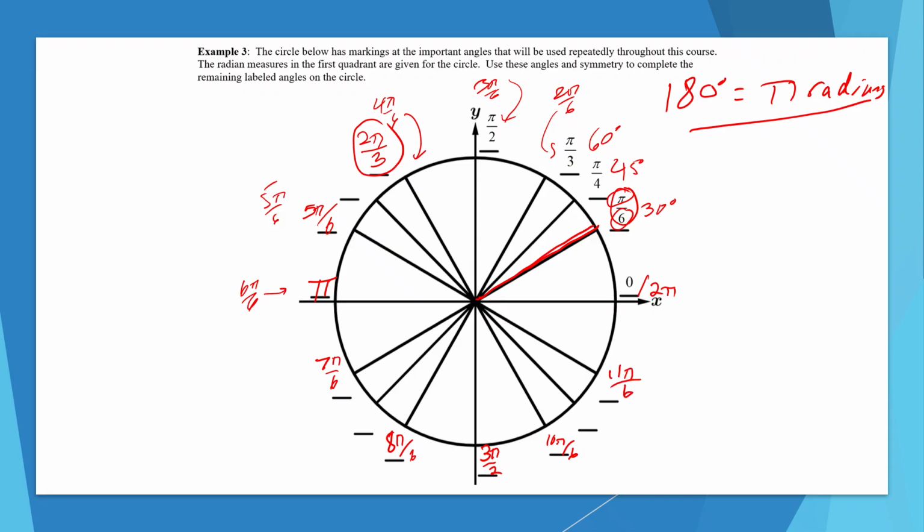Now let's simplify what we can. So here we have 8 pi over 6, and then 10 pi over 6. We can divide both by 2 to get 4 pi over 3, and then 5 pi over 3. There. Now let's do the 45-degree angle measurement, so every increment of 45 degrees.